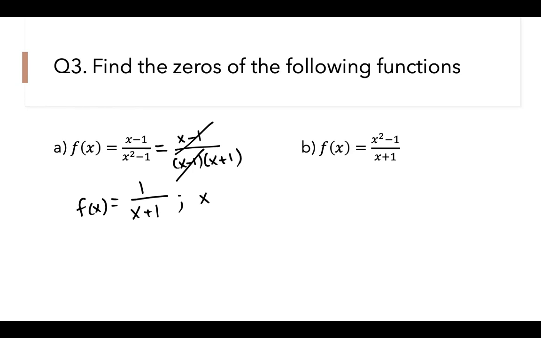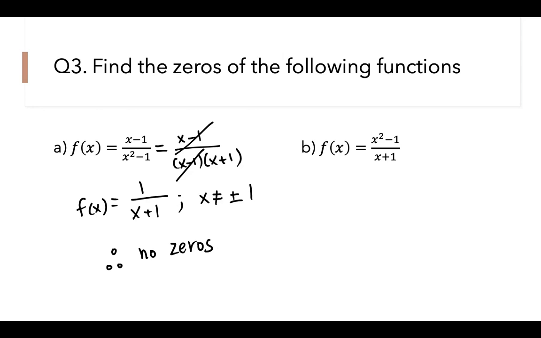And we know x cannot be equal to the values that make the denominator 0, both of them. Before you cancel out, it's going to be plus or minus 1. For the numerator, it is just 1. There's no variable. So if it's just a constant in the numerator, there are no x-intercepts. There are no zeros.